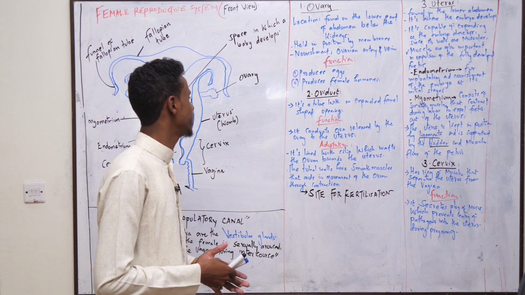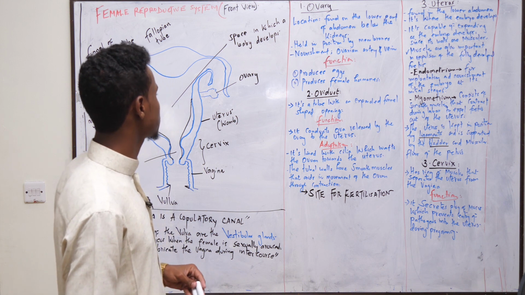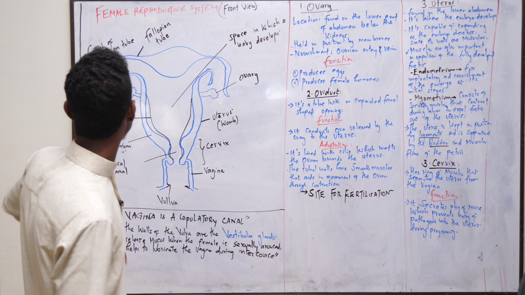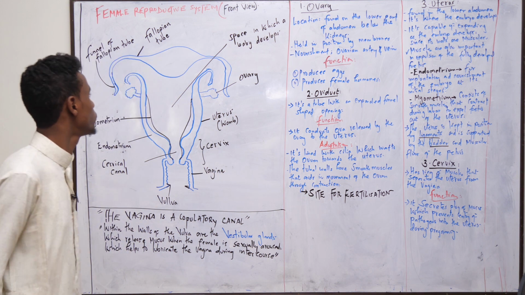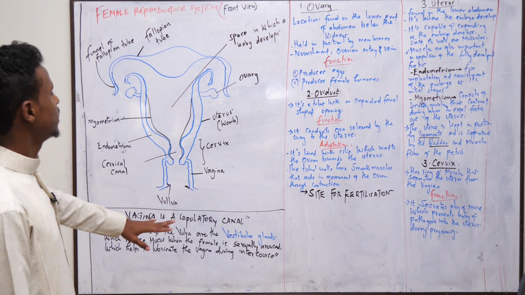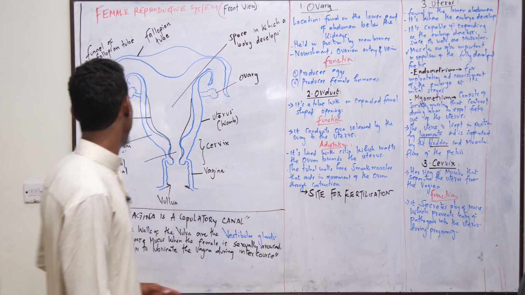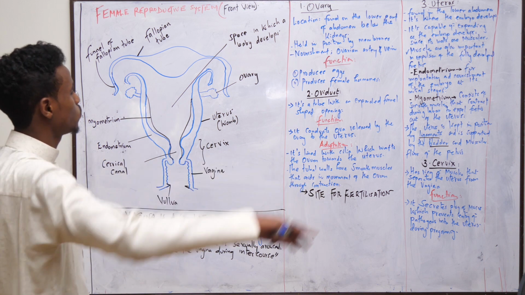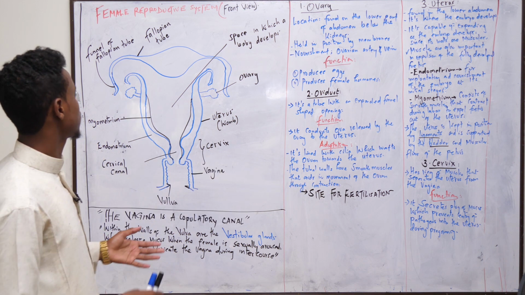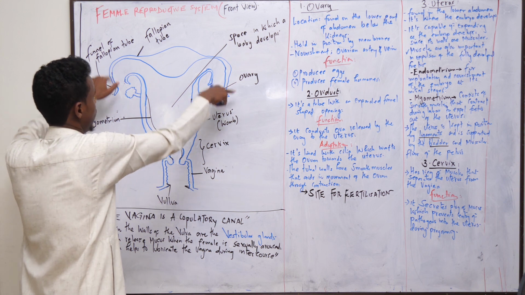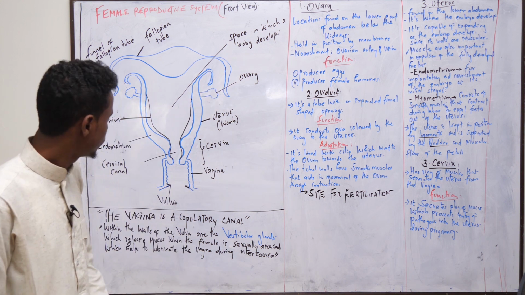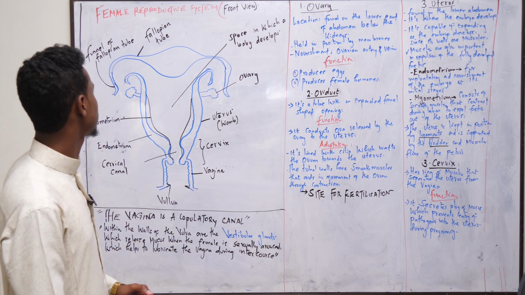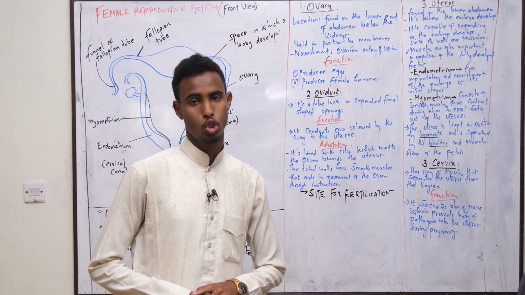Let's go to the oviduct. It is a tube with an expanded funnel-shaped opening. This is the fallopian tube. You can see this is an expanded part, and it ends with an opening. This is the oviduct, or rather the fallopian tube.